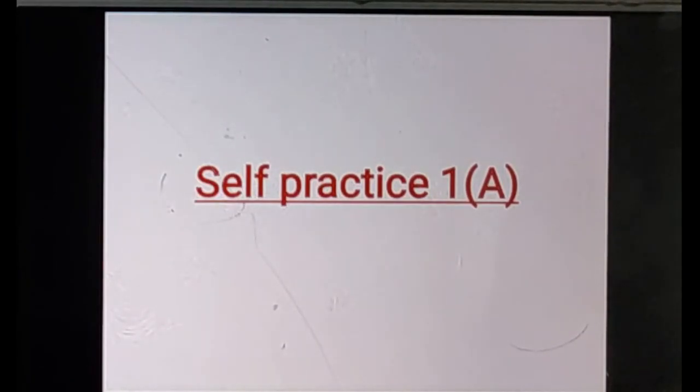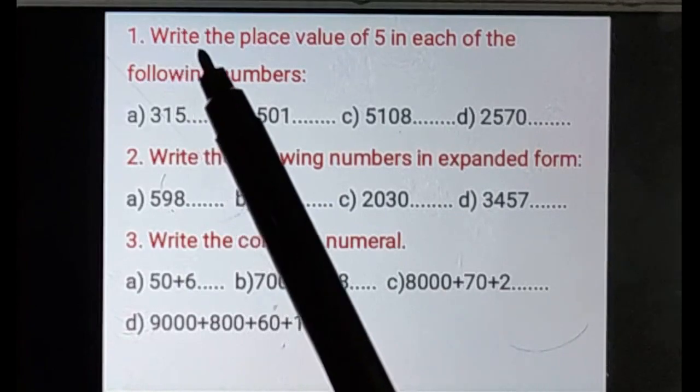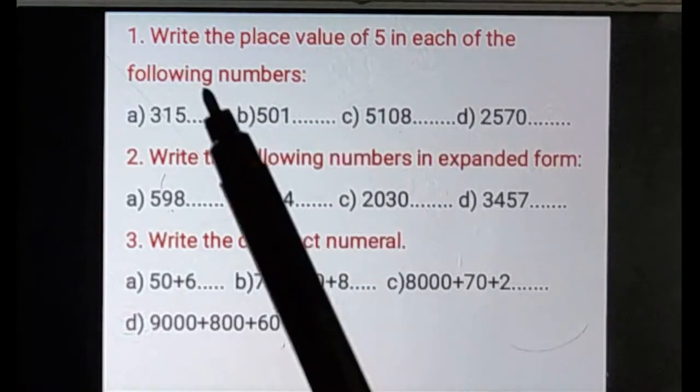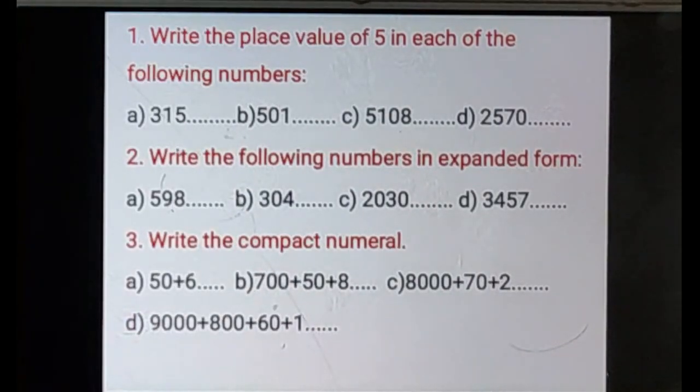Self practice 1A. Here are a few questions from the exercise, self practice 1A. The first question is, write the place value of 5 in each of the following numbers. Place value means the actual position of that digit. Here we will refer to it as the position of a digit.